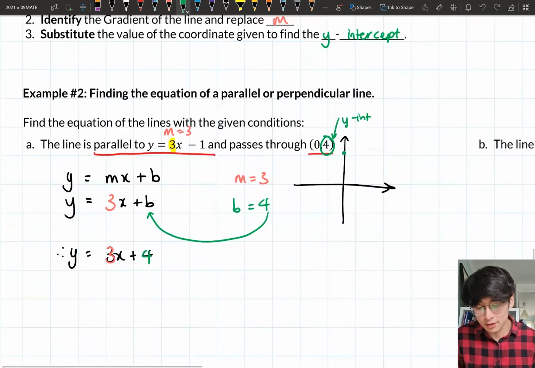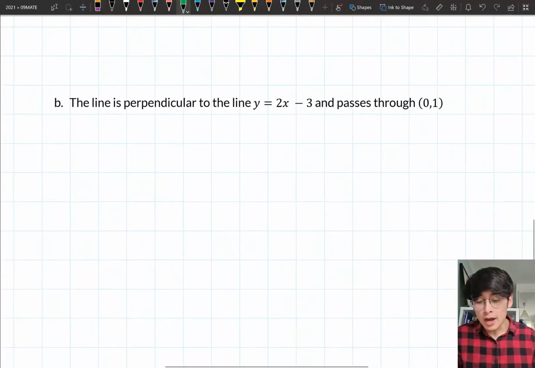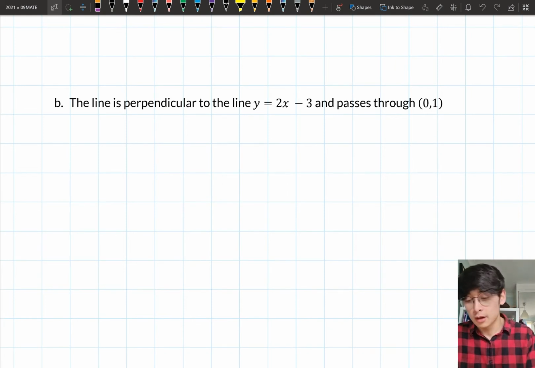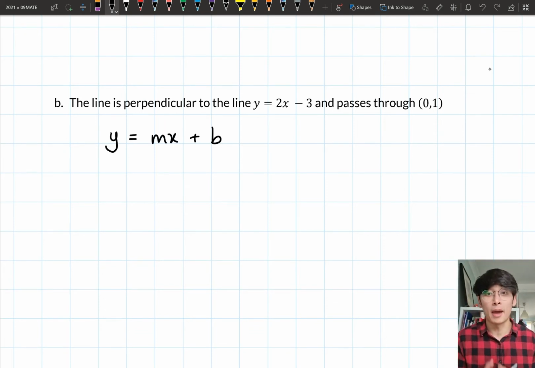Let's have a go at another example. Here, we want to find the equation of a line which is perpendicular to the line y is equal to 2x minus 3 and passes through (0, 1). First step, just like we did before, y is equal to mx plus b. We're just going to write that gradient intercept form out.